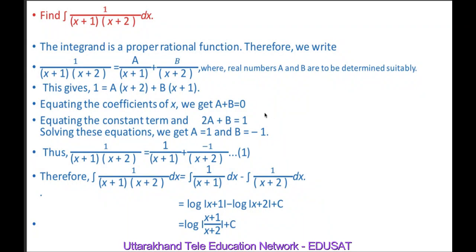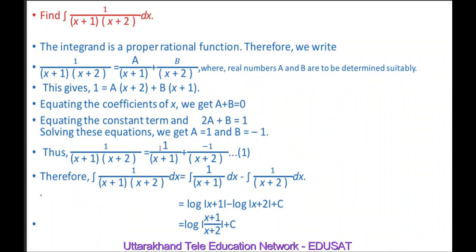If we solve this equation, first we get a equal to minus b. If you substitute here, you can get the value of b. So if you solve, we get a equal to 1 and b equal to minus 1. If we substitute the values of a and b in this equation, we get 1 upon x plus 1 into x plus 2 equal to, in place of a we write 1, and in place of b we write minus 1. So we have reduced the given proper rational function into two partial fractions.